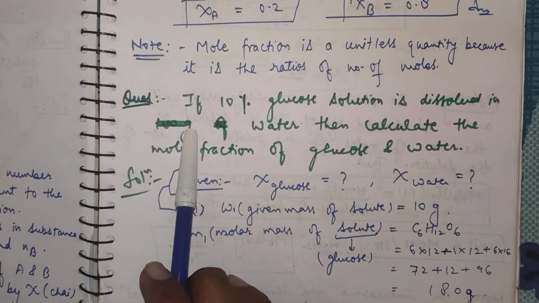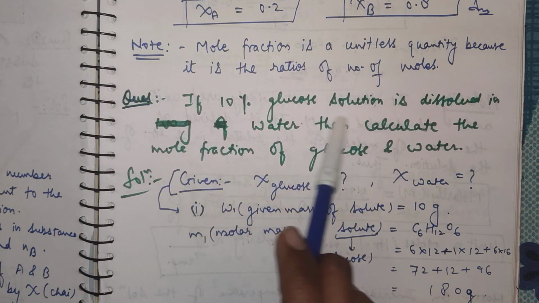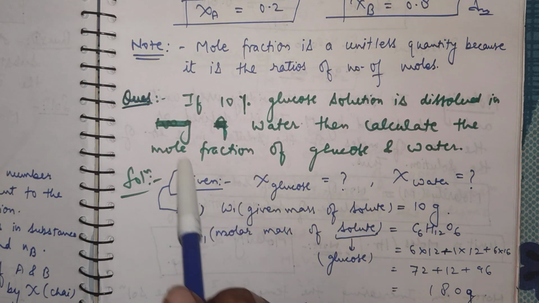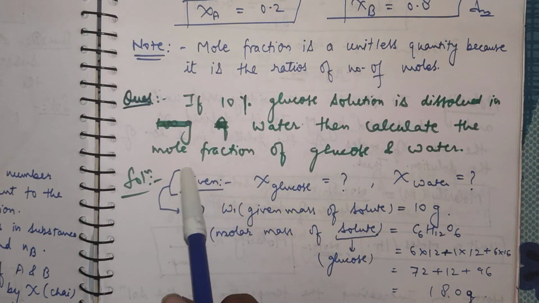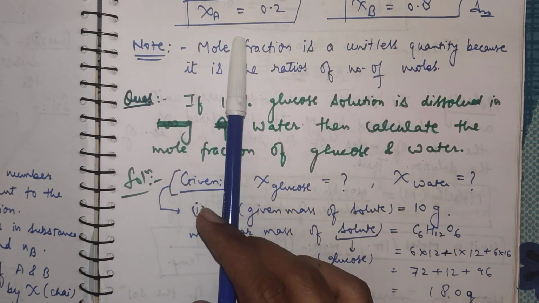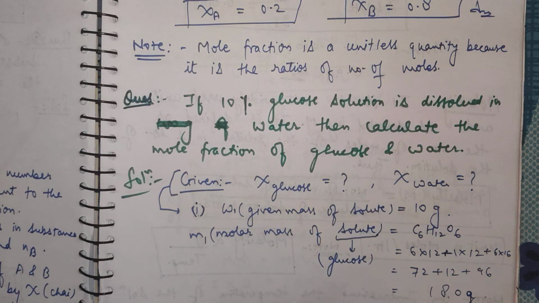Now come to the next question based on it. We can see the next question. From here you will get the concept based on it. The previous formula was written mistakenly in a wrong way.